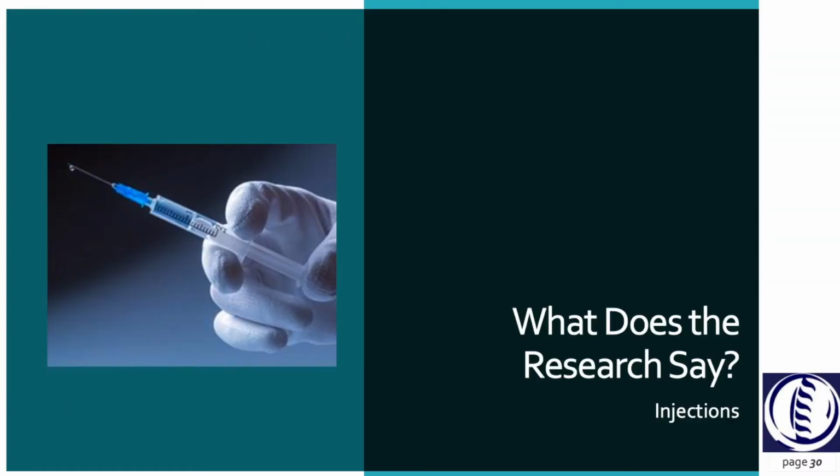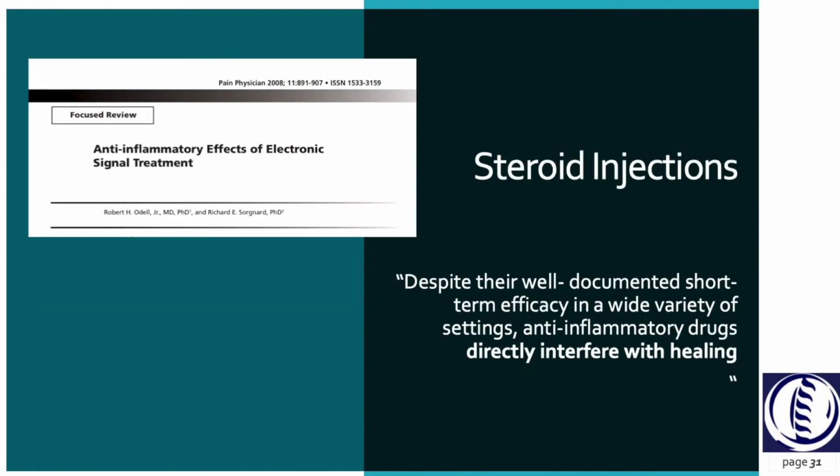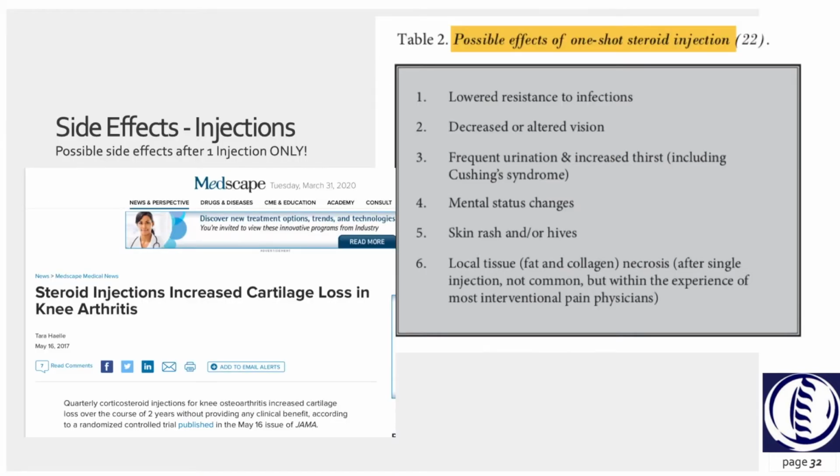What does the research say about injections? Research has shown that injections can directly interfere with healing. In fact, side effects after one shot can include altered vision, changes in mental status, and tissue death. And research has shown injections in the knee actually result in cartilage loss. This means you're speeding up the chance of developing arthritis.